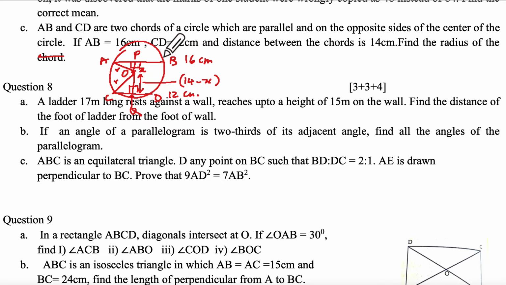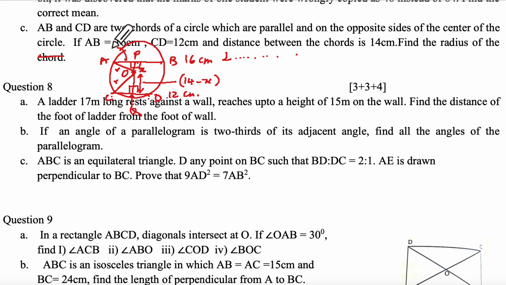What will be our statement number 1? OP perpendicular to AB. Therefore tell me AP equal to PB equal to half of AB equal to 8 centimeters. What would be the reason? Perpendicular from the center bisects the chord. Then statement number 2. What you'll say? OQ perpendicular to CD. Therefore, CQ equal to QD equal to half of CD. Again, what is the reason? Perpendicular from the center bisects the chord.